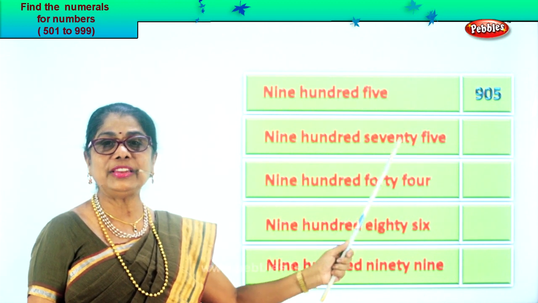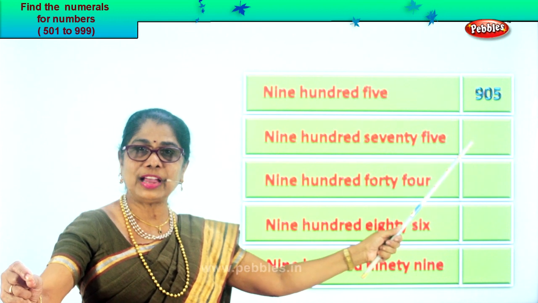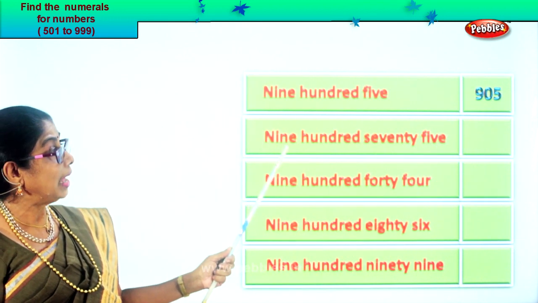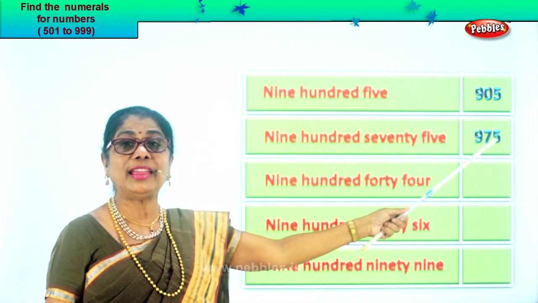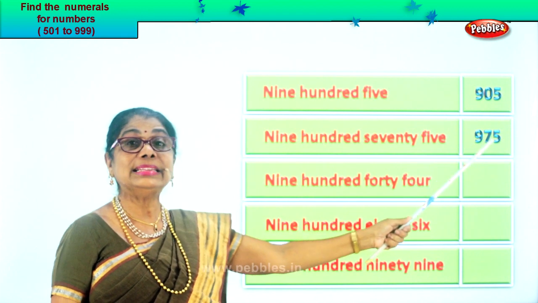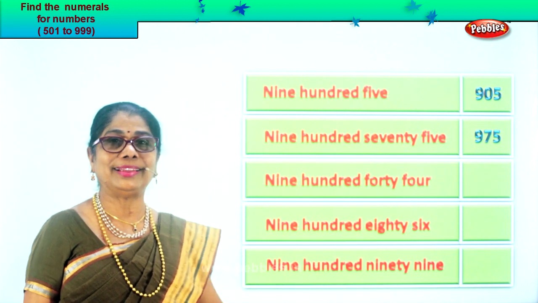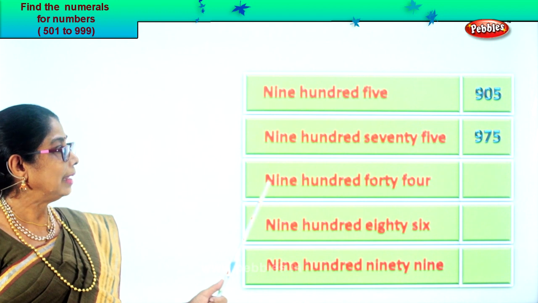975. 75 means 7 in the 10s place, 5 in the 1s place, and then you have 9 in the 100s place. So we write the numeral as 975. Did you enjoy? Good. Next.